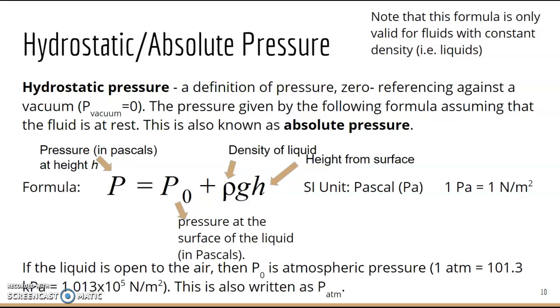Now, if we have our liquid open up to the air, then this P naught term, the pressure at the surface of the liquid, is going to be atmospheric pressure, which is 1.013 times 10 to the 5th newtons per meter squared. Write that down. That's important. You're going to be using that a lot. You can also write this as P atmosphere. But if our fluid is not open to the air and is open to, let's say, another fluid, you're going to have to maybe compute what the pressure at the surface of that liquid is.